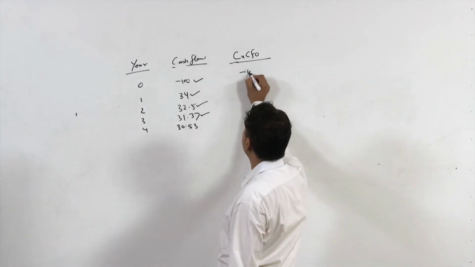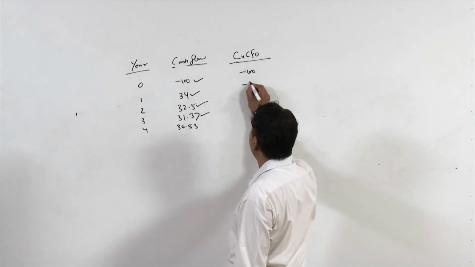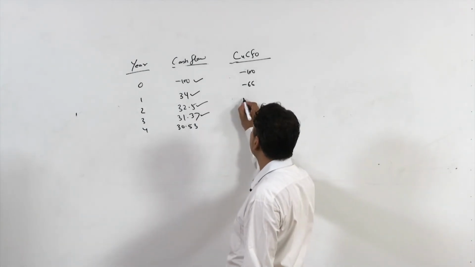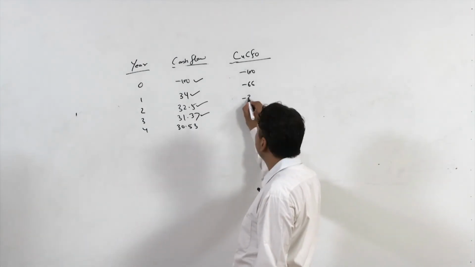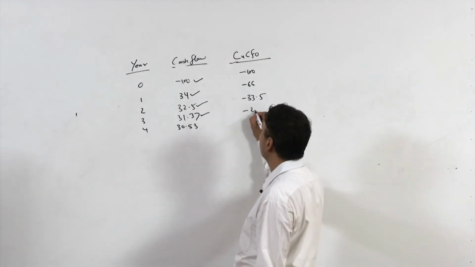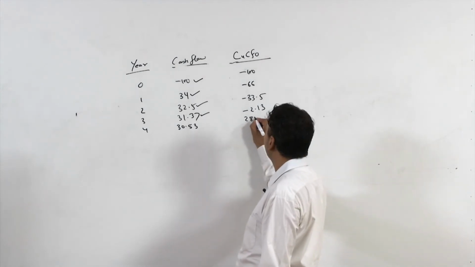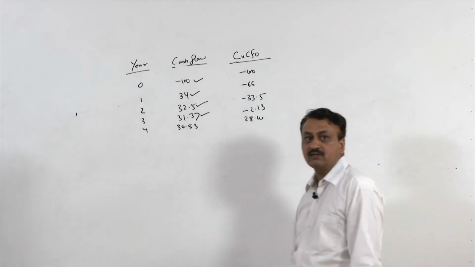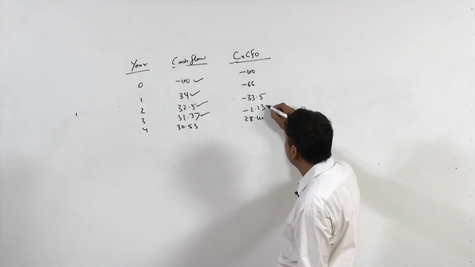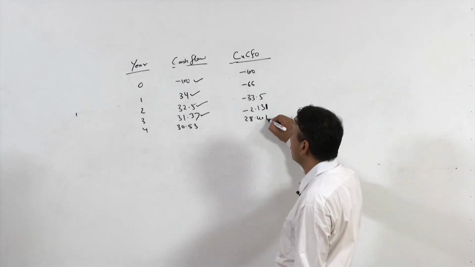So this is minus 100 plus 34, so minus 66, plus 32.5, so this is minus 33.5, plus this you get minus 2.13, and plus this you will get 28.4, right? So how will you find out the payback period now? This is the year in which the cumulative cash flow is negative and here it is positive, right?